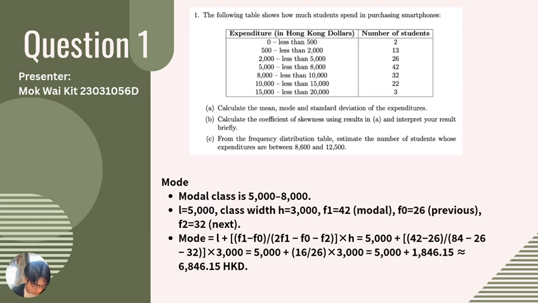And then we're going to calculate the mode. We need to find the highest frequency class, and so it's around 5,000 to 8,000. Apply this formula here, as you can see. We use the lower class boundary, the class width, and the frequency of the modal class and its neighbors. The calculations give us a mode of around $6,874 Hong Kong dollars.